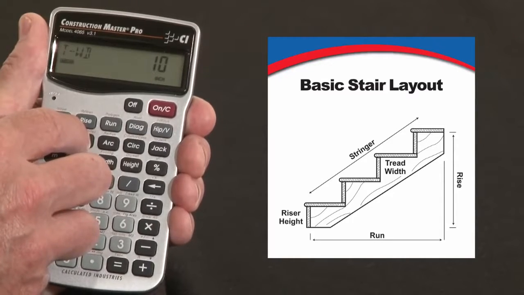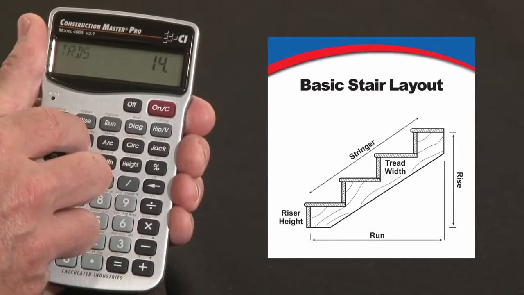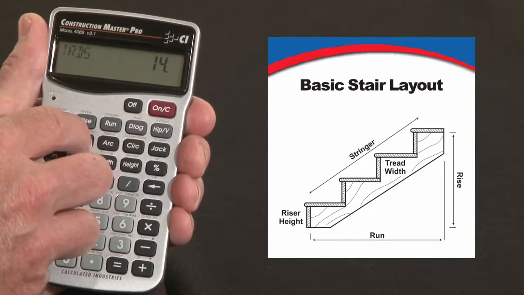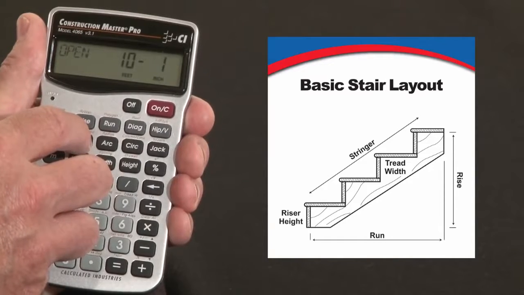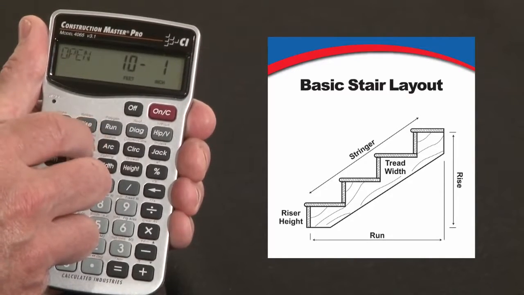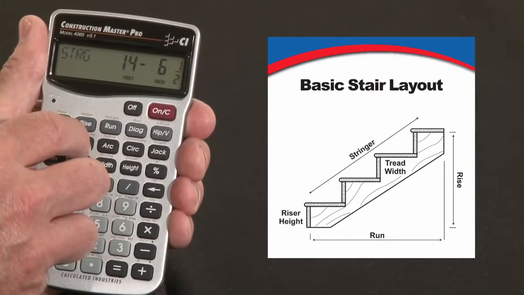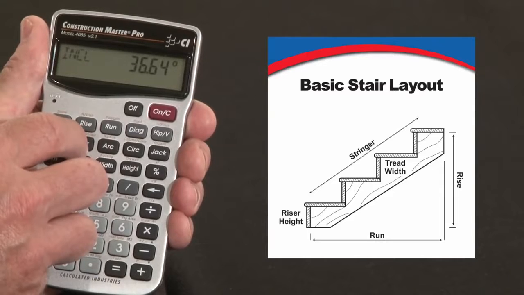Press it again, tread width 10 inches. That's the default tread width, so there's no adjustment going to be needed there. There's going to be 14 of those treads. Again, no adjustment required. The stairwell opening is 10 feet 1 inch. That's based on the default setting we have for the headroom clearance, which is 6'8", but you can change that if you like. And the next press gives us a stringer length, 14.6½, and the angle of incline.